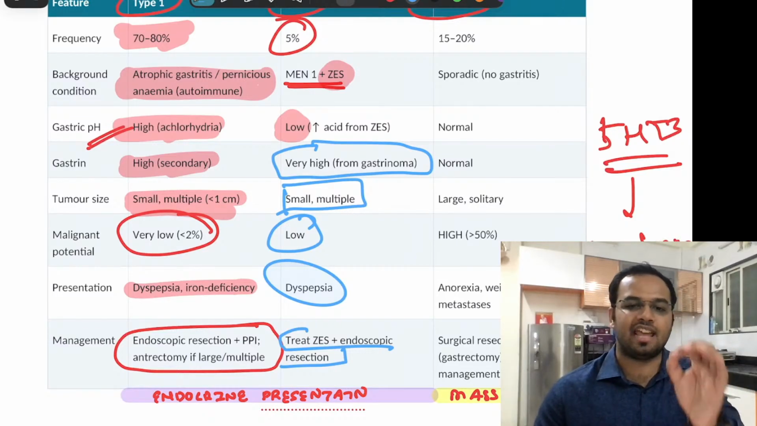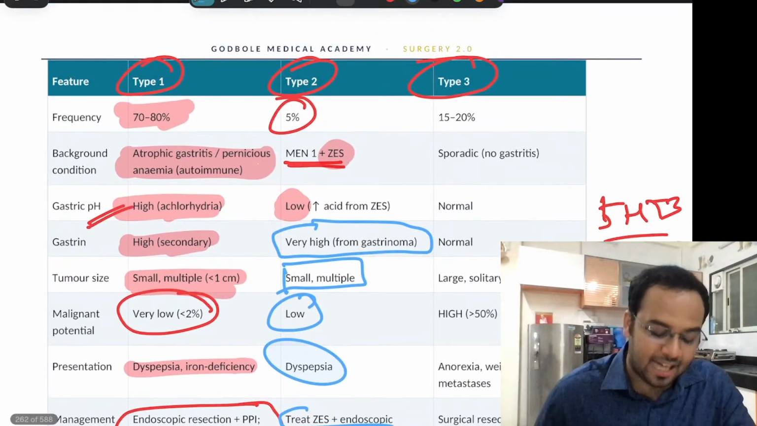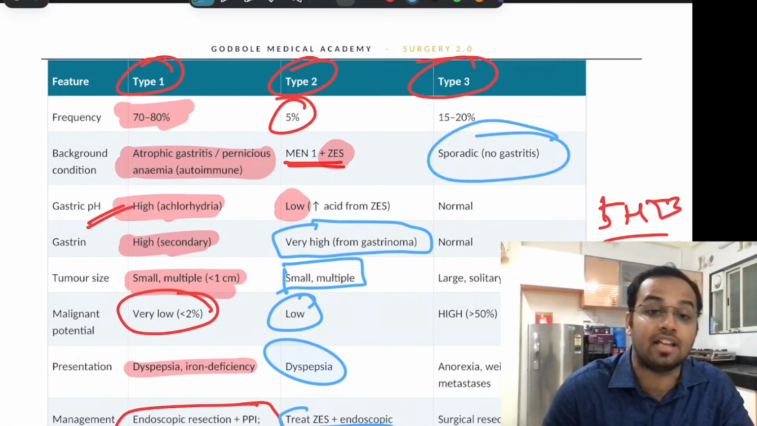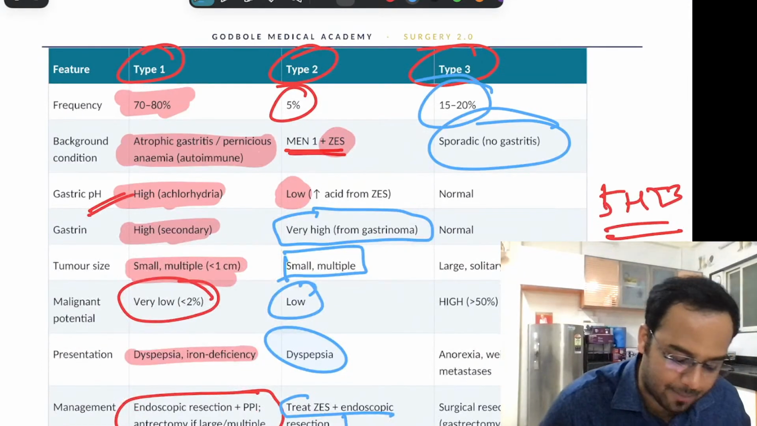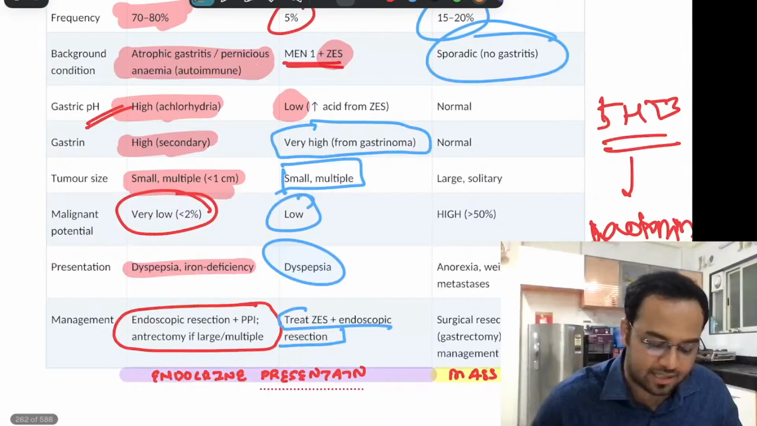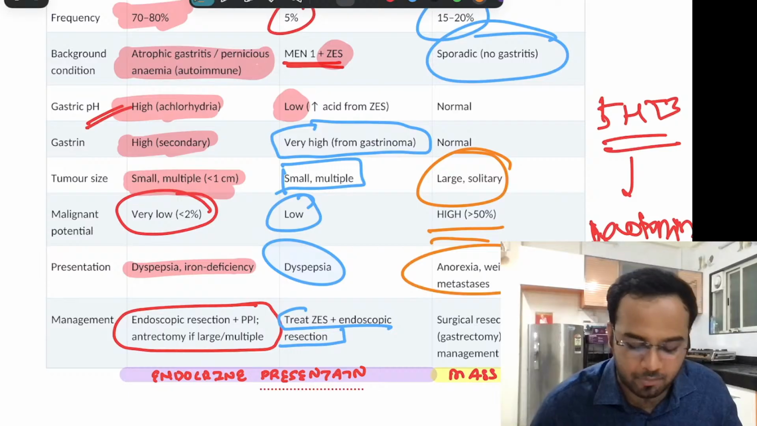तो ऑलवेज रिमेंबर गैस्ट्रिक कार्सिनॉइड्स माइट बी एसोसिएटेड विद योर neuroendocrine tumor, which is going to be a gastrinoma, and type 3 is going to be sporadic. So there is no gastritis, no relation of gastrin here. It is going to be independent on its own, and it is going to have the worst potential. So it is almost 20%, and it is going to have the worst potential. It is a large solitary tumor with high malignant potential, and here the patient might have metastasis and weight loss.